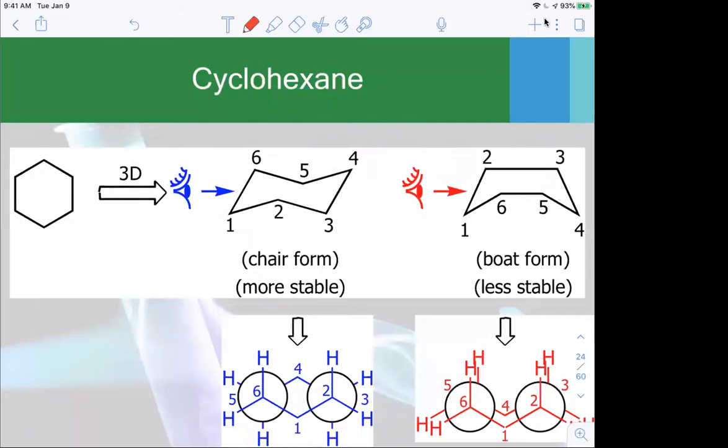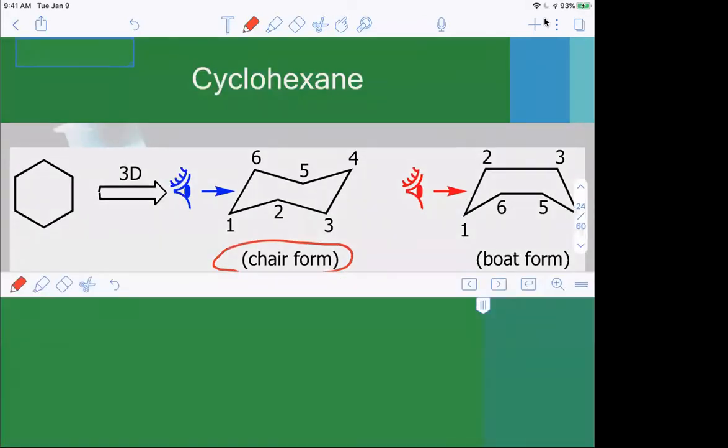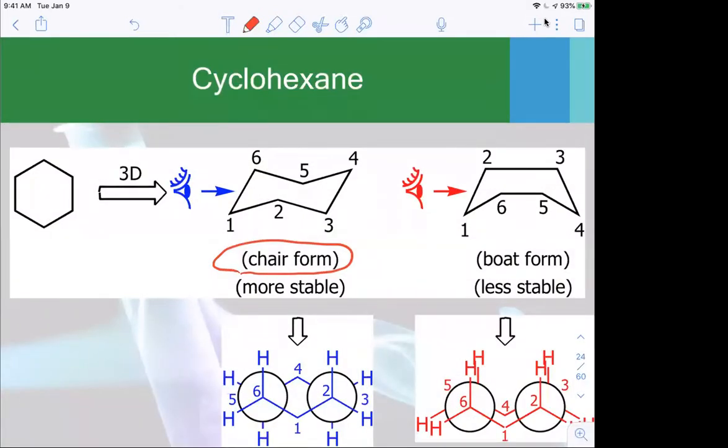When I look at cyclohexane and I see this in 3D, I can see very strongly two obvious forms. I can have a chair form, which is the most stable conformation of cyclohexane. Again, that could change depending on what else is around it. And I can have a boat form. The chair form has got everything in a staggered array. All of these bonds are going to be staggered in the chair. The boat form, all of these bonds are going to be eclipsed.